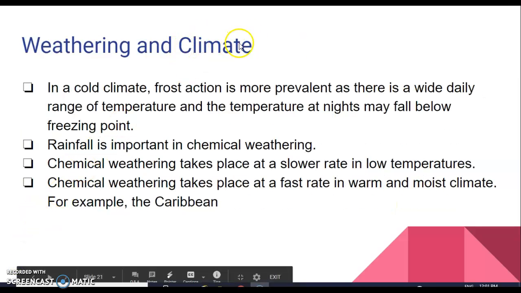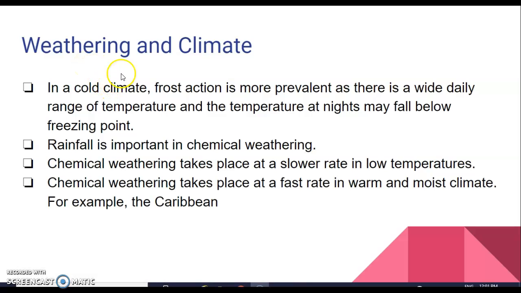Now, how does climate influence the rate at which weathering takes place? In our previous video, we looked at freeze-thaw or frost action, and we realized that this type of weathering would not take place in the Caribbean because our temperature does not fluctuate around 0 degrees. So for some types of weathering, we'll find that they are mostly in some climatic areas. In cold climates, frost action would be more prevalent, as there is a wide daily range of temperature, or at nights it may fall below freezing point. So we'll have frost action taking place only in those climatic areas.